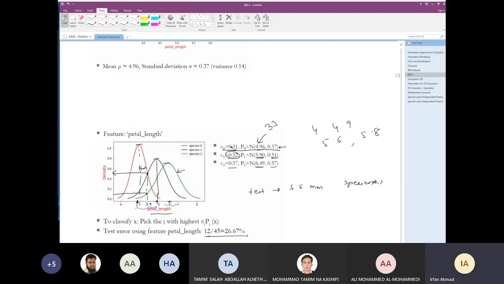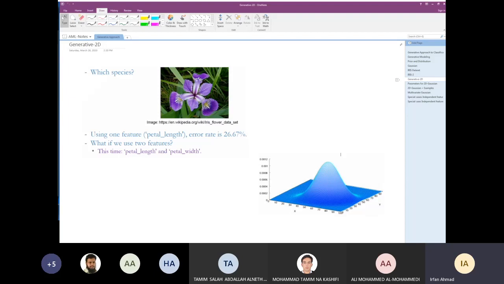Okay, good. So now let's move to Gaussian with two features. Again, as a motivation, we used petal length and we got an error rate of 26.67. What if we use two features? For example, we use petal length and also petal width, not only one of them. So now if you're going to fit a probability distribution in two dimensions, and again assuming it's a Gaussian, then you're going to get a two-dimensional Gaussian distribution, which is something like this, right? A bell curve in two dimensions.